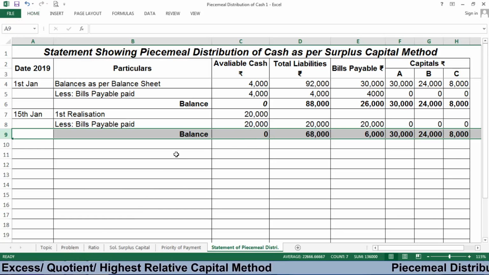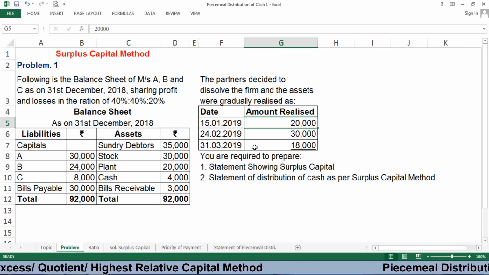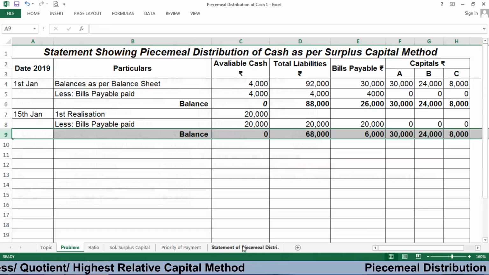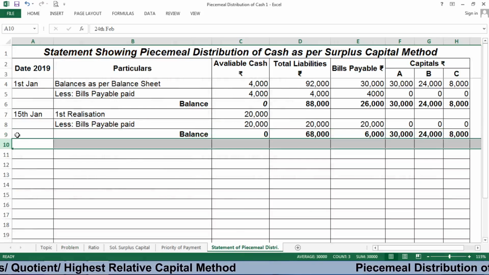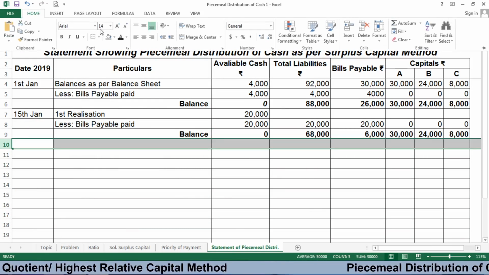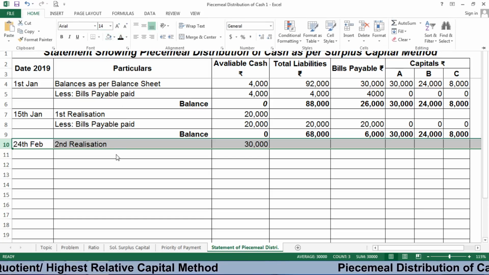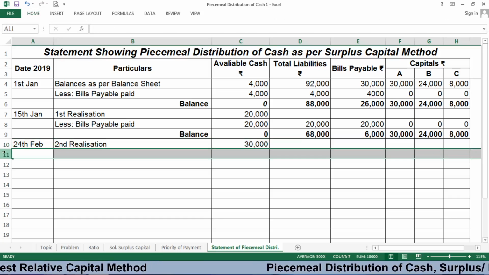Now we can call our next realization, that is on 24th February, that is for rupees 30,000. So let's call our next realization, that is realization number 2, second realization of rupees 30,000. Now we have 30,000 and we have to pay 6,000 first for bills payable. After the payment of bills payable, we can pay the absolute surplus. Okay, now let's go to the next step.